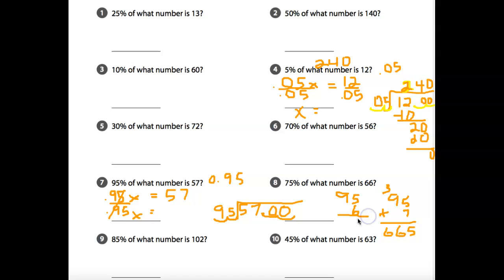So let's try 95 times 6. All right, we'll get 30. Okay, 6 times 9 is 54, plus 3 is 57. Right on the money. So our answer here is going to be 6. 6 times 95, we already know, is 570. And then we're going to bring down this 0. How many 95s are in 0? We know that's 0. So this number is 60. So 95% of 60 is 57.